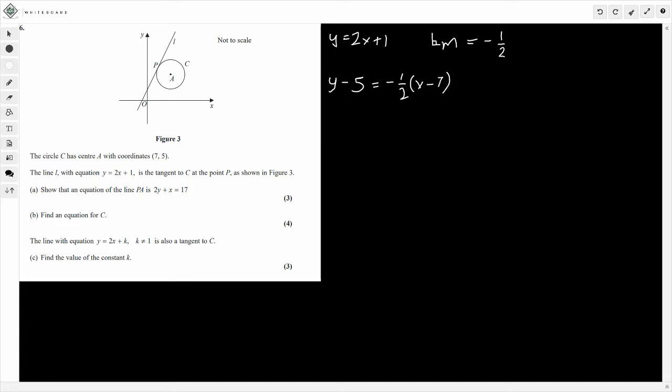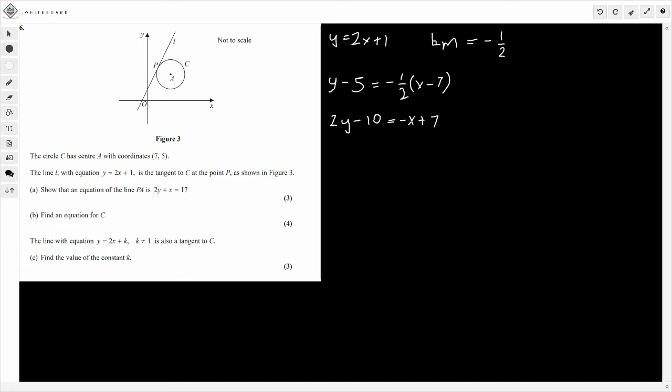So what we can do now straight away is times by the denominator here of 2, so that's going to give me 2y minus 10. And that's going to be equal to minus 1 times x minus 7, so that's going to be equal to minus x. And then be careful here, minus 1 times minus 7 is plus 7.